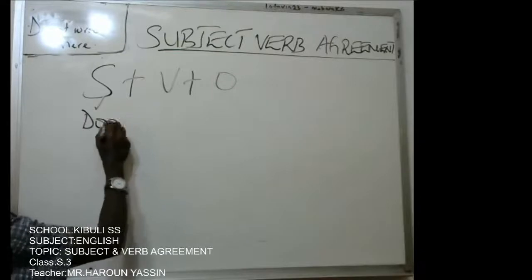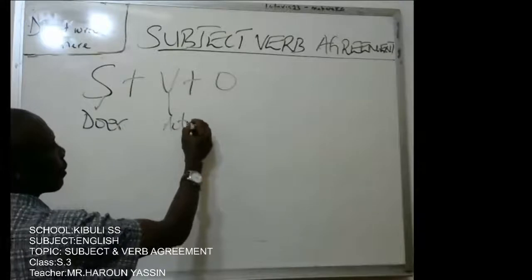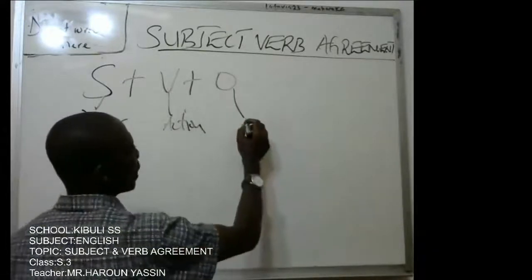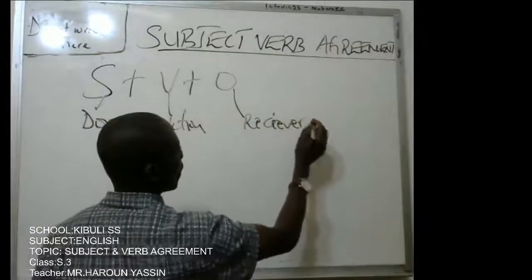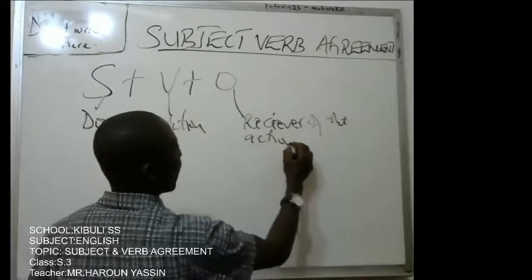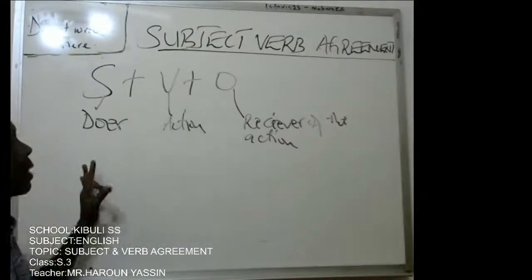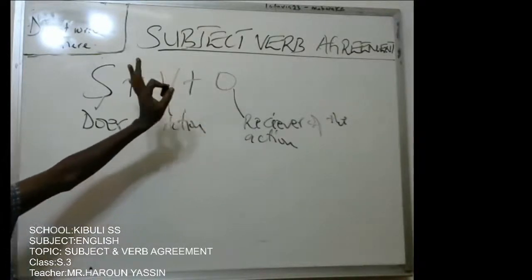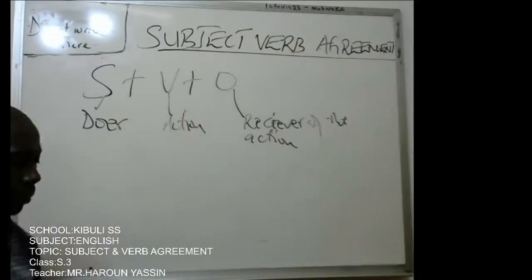subject. This is the doer of the action. We have got the verb. This is the action. And then we have got the object. This is the recipient, or let me put it in simple terms, the receiver of the action. So these are the 3 major components of a simple English sentence. And every time you have to analyze or look at a sentence, you have got to make sure that you identify any of the 3 aspects.